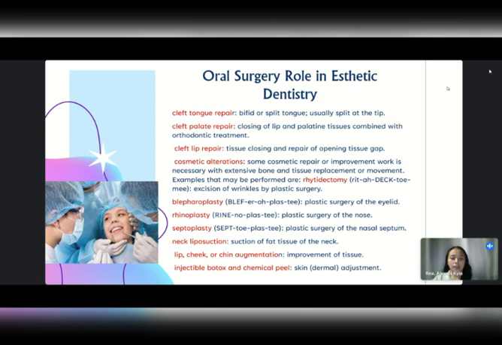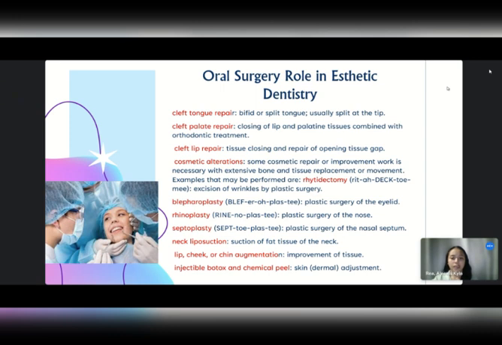So this is designed to remove excess fat from the neck area to create a more defined and contoured appearance. So this procedure is commonly performed to reduce the appearance of double chin, improve the jawline, and enhance the overall profile of the neck.